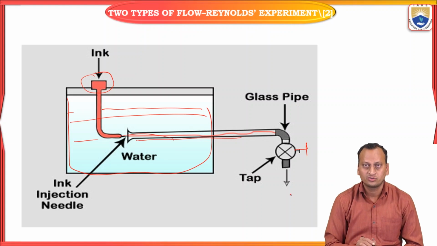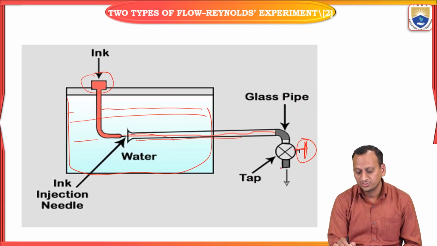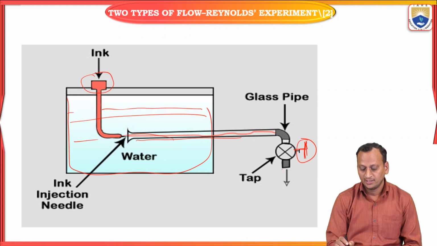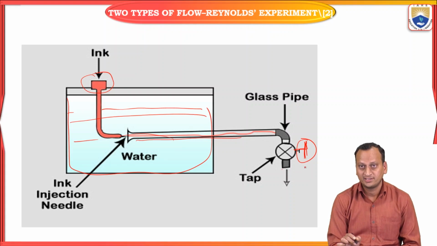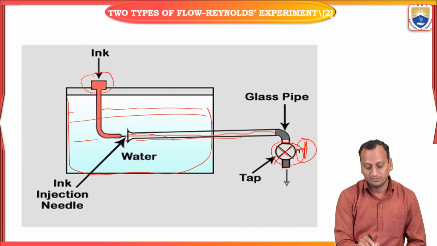At the end of the glass tube, it is connected to a delivery valve. If the delivery valve is open fully, the water will flow to its maximum velocity. But we assume that initially it is fully closed. Initially it is fully closed, so there is no flow of water and no flow of liquid dye through the bell-mouthed entrance of the glass tube. It is known as the bell-mouthed entrance of a glass tube.